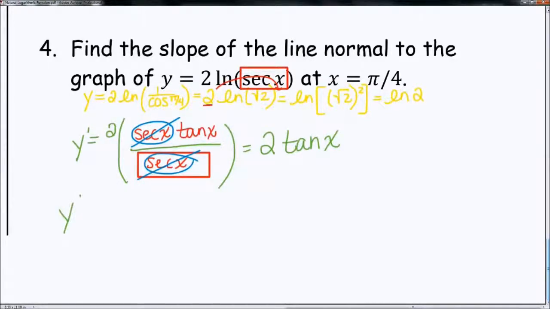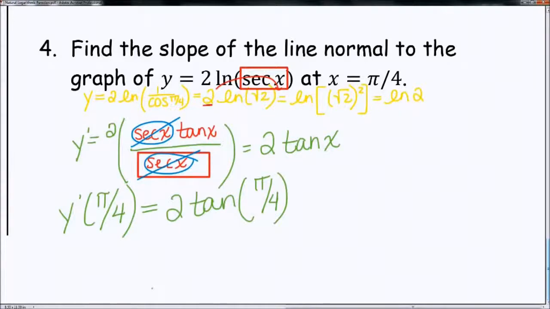So we're looking at y prime of pi over 4, which is equal to 2 times tangent of pi over 4. Well, tangent is sine over cosine, so sine of pi over 4 is root 2 over 2. Cosine of pi over 4 is root 2 over 2. So tangent of pi over 4 is really just 1, because we're talking about my slope. So if we're having a 45-degree angle, the slope of that 45-degree angle is 1 over 1. So really you have tangent of pi over 4 is 1. So you have 2 times 1, which is equal to 2.